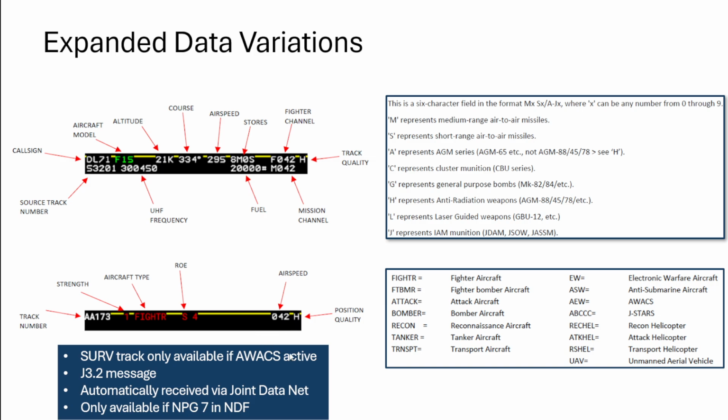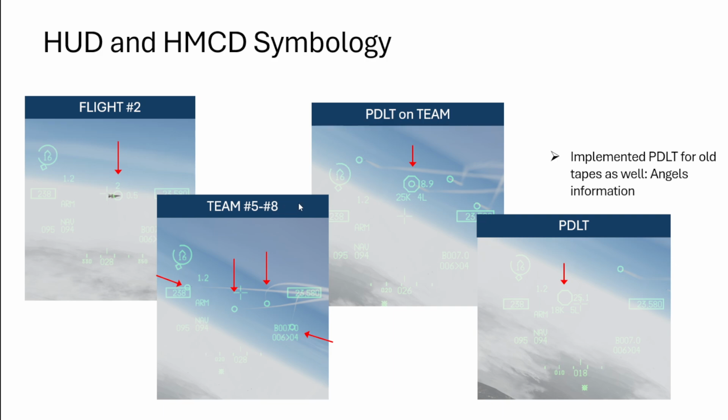Quality and no altitude. So surveillance tracks are only available if AWACS is active, as a J3.2 message automatically received via the joint data net. This is implemented in channel 0, and is only available if NPG 7 is there. It is there, as I showed you. Okay, this is all implemented in your Link 16. Also, what you have is all the symbology that you saw before: PPLIs with symbols, PPLIs 5 to 8, PDLT and PDLT of air track. Also engine information appearing only for old tapes. Okay, just everything as you know, for you to play around with.